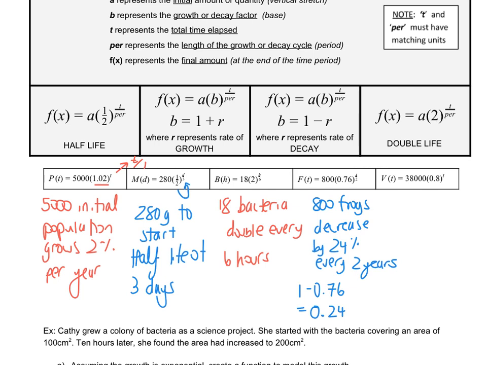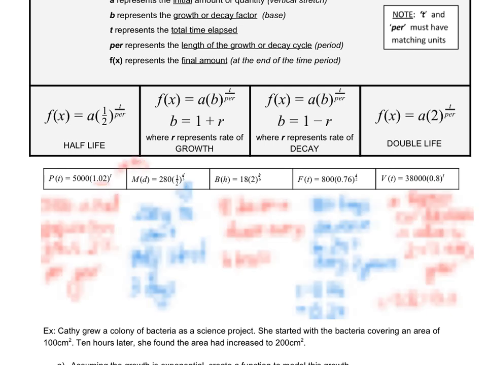And finally, V at T equals 38,000 times 0.8 to the power of T. So maybe it's the value of a car. You buy a car for $38,000 and it decreases by 20% every year. And the way I got that 20% is by doing 1 minus 0.8, which is 0.2, and that means 20%. So a 38,000 car decreases in value by 20% every year. And there we are.